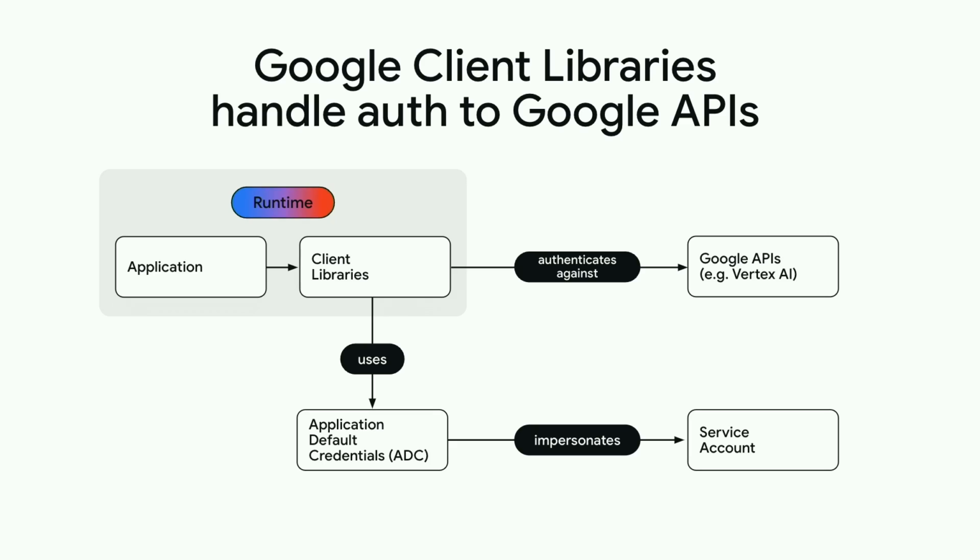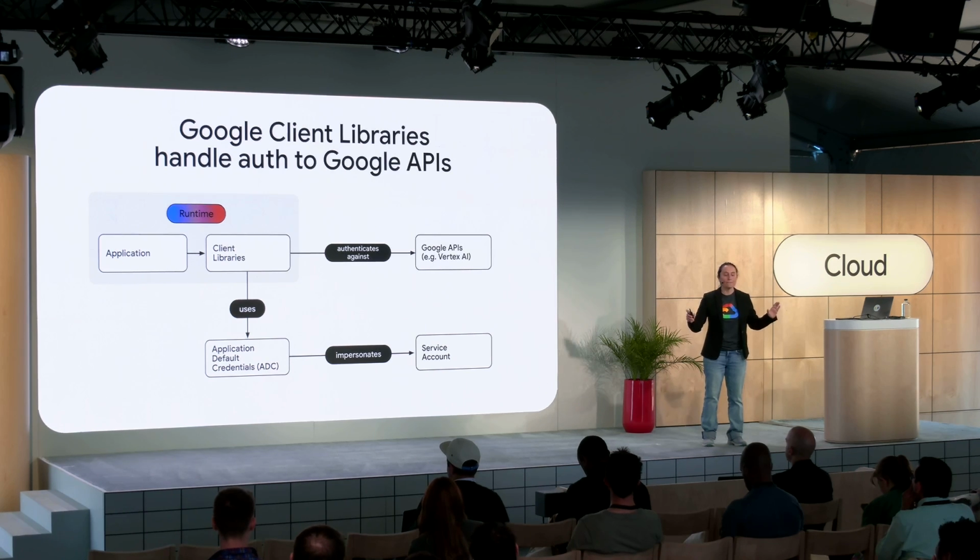Authentication is handled by a strategy called Application Default Credentials, or ADC. The Google Client libraries automatically use ADC to find credentials based on the environment the application is currently running in. Then ADC uses those credentials to authenticate to Google APIs. You'll see how ADC works in the demo when I use the Vertex AI client library to connect to the Gemini APIs. Your take-home message is when you use Google Client libraries, authentication to Google APIs happens automatically for you.